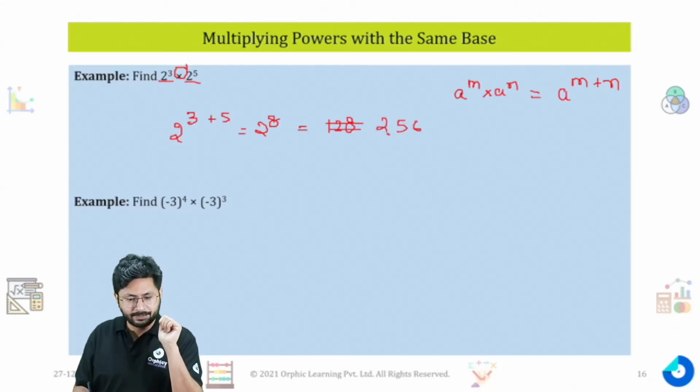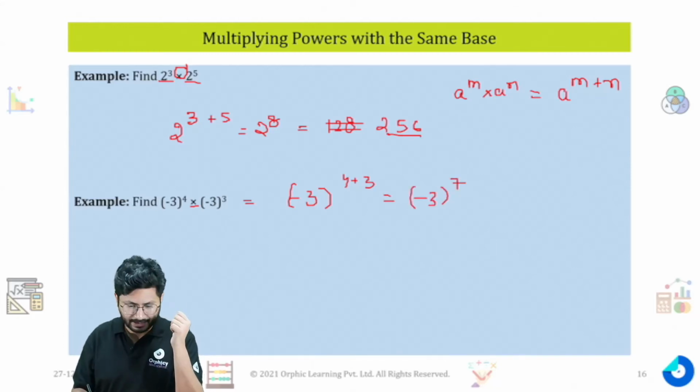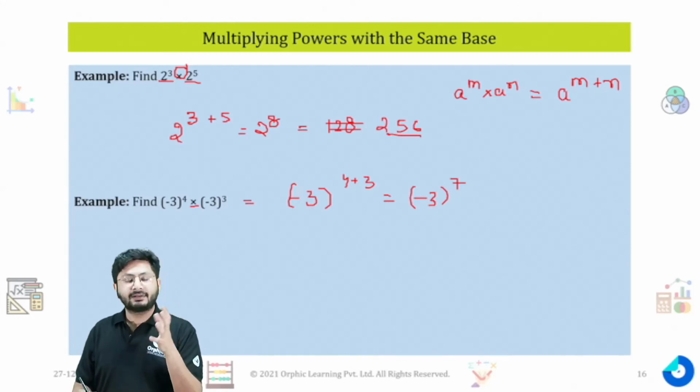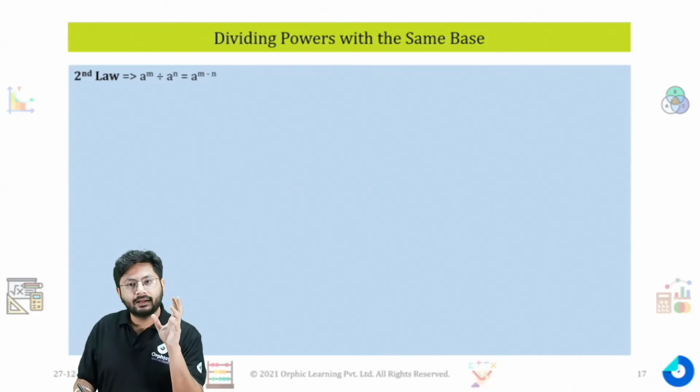We just saw that, right? Okay, minus 3 to the power 4 into minus 3 to the power 3. Again the bases are the same, multiplication sign in between, so it will become minus 3 to the power 4 plus 3, which is equal to minus 3 to the power 7. Simple. Then now the second law, which is about division.